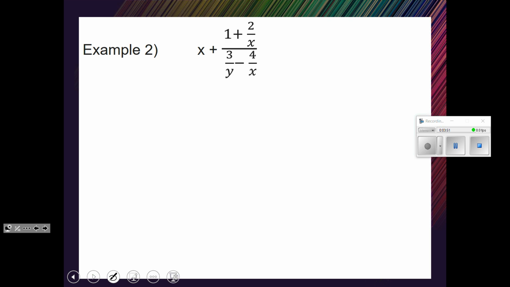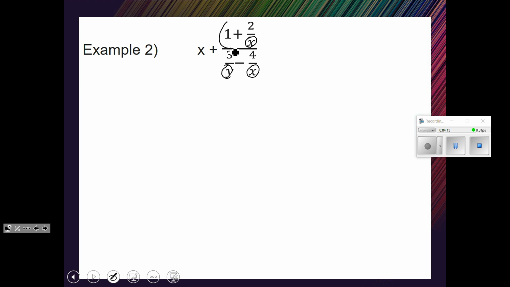So if we look at example number 2, let's look at our fractions in the numerator and the denominator. I've got a denominator of x, I've got a denominator of y, and a denominator of x. So my question is, what's our common denominator? And all you need is xy again.